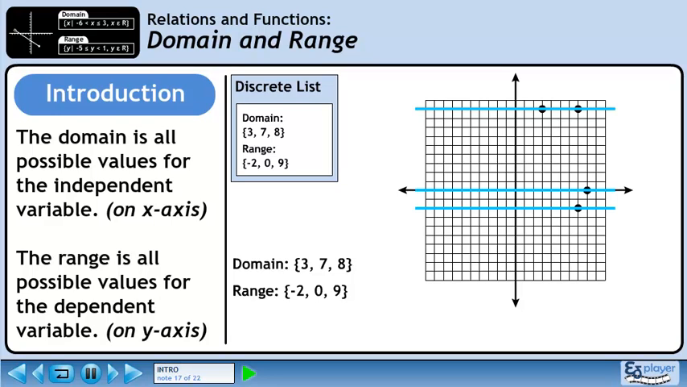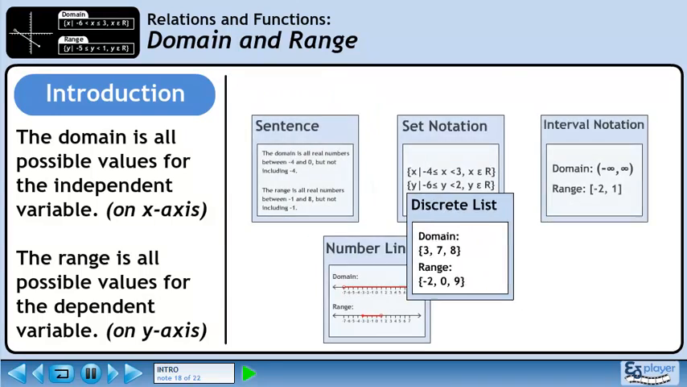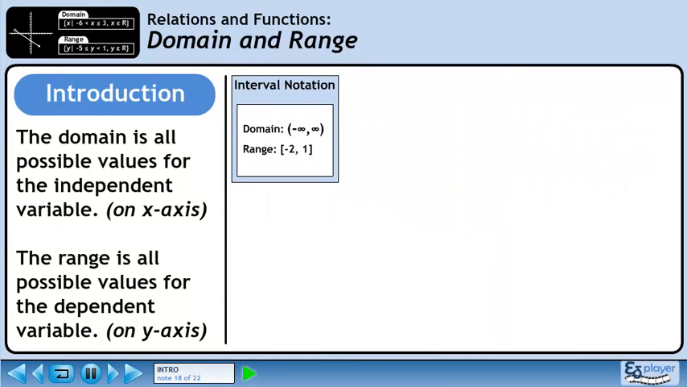The blue bars show the y values used by the points. The range is the list -2, 0, 9. Now we'll learn how to express domain and range using interval notation.